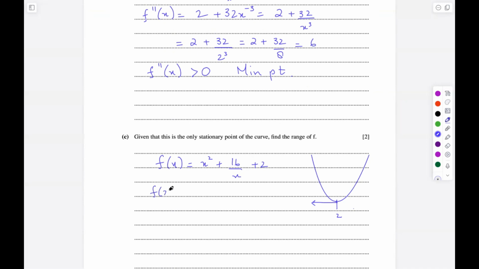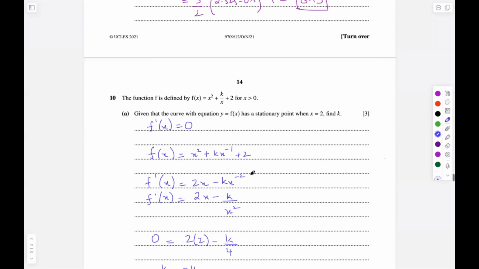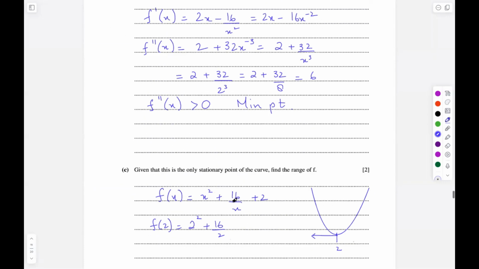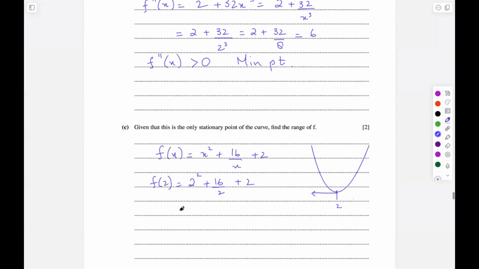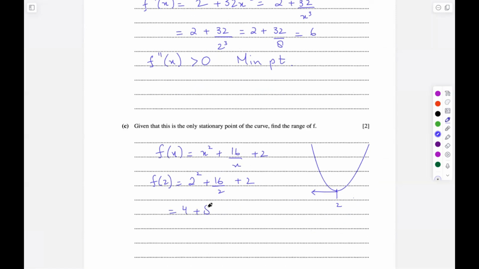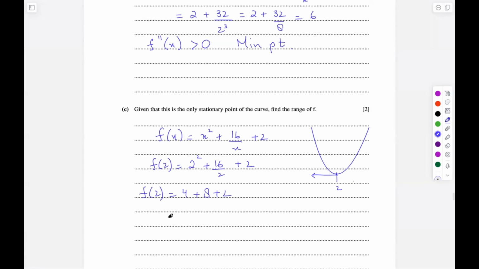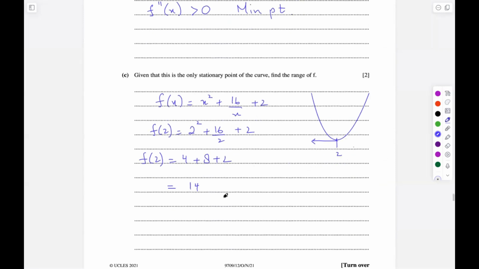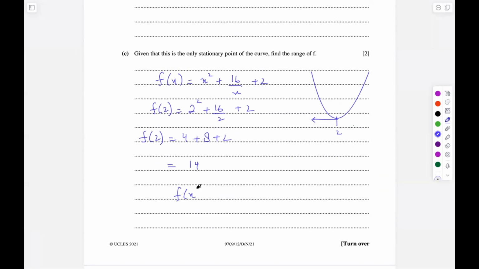So substituting x equals to 2, this will become 2 squared plus 16 upon 2 plus 2. So this will become 4 plus 8 plus 2. So f of 2 at the minimum point will be equals to 8 plus 4, 12 plus 2, 14. Now, as this is a minimum point, all the values of the function will be above this point. So we'll say that f of x will be greater than or equals to 14.